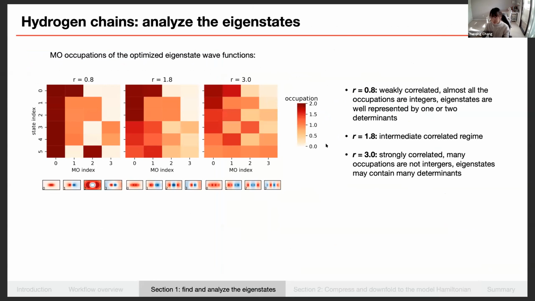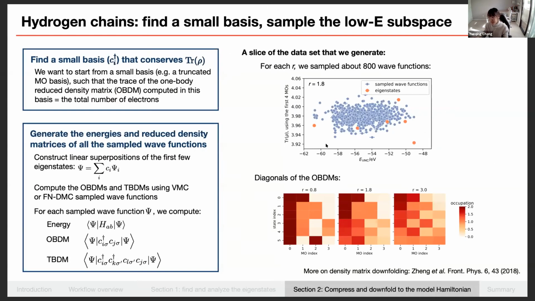The eigenstates and all these sampled wave functions have an energy span from minus 61 eV to about minus 49 eV. And another slice of the data set is the OBDMs. Here I'm reusing this plot from the last slide. This is the diagonals of the one-body density matrices. And of course, you can also have two-body density matrices, which are hard to visualize over here.